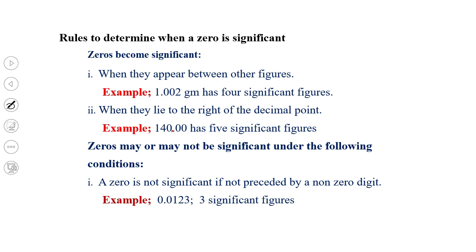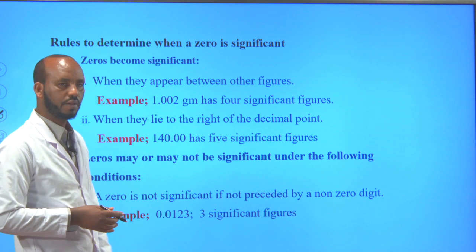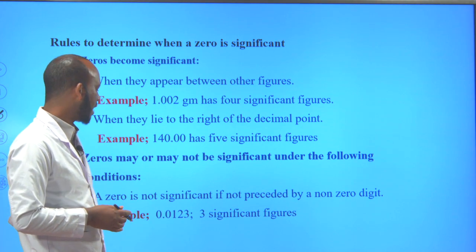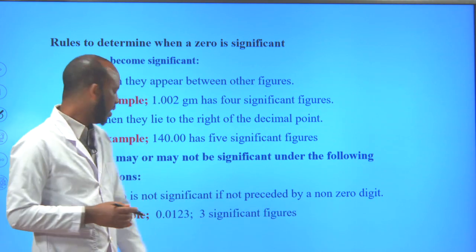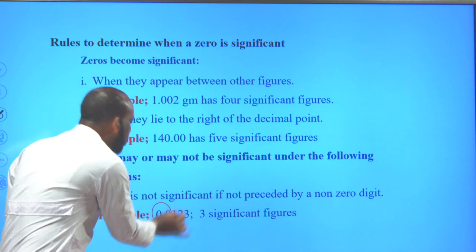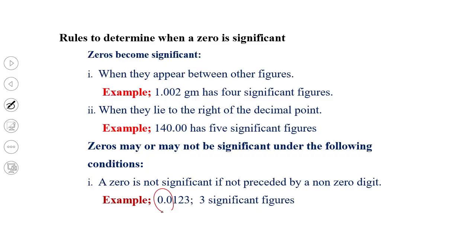1. A zero is not significant if not preceded by non-zero digits. Example, 0.0123. This number has 3 significant figures. These zeros are not significant because they are not preceded by non-zero digits.